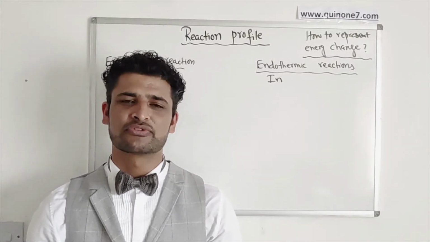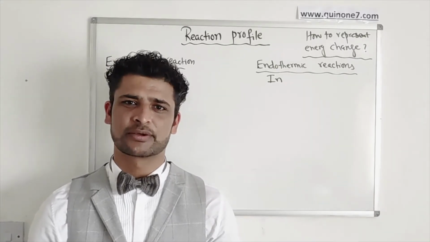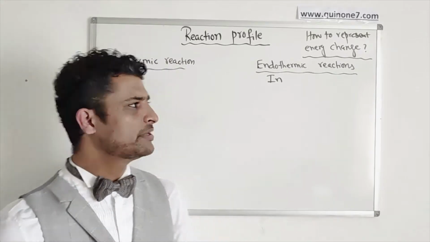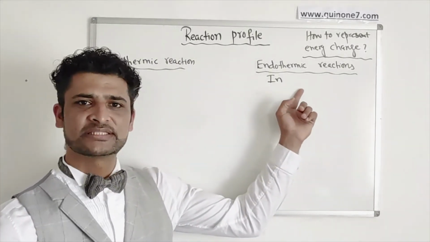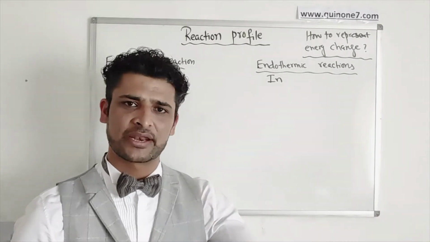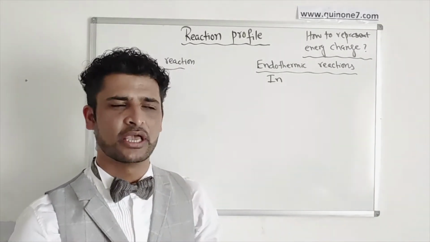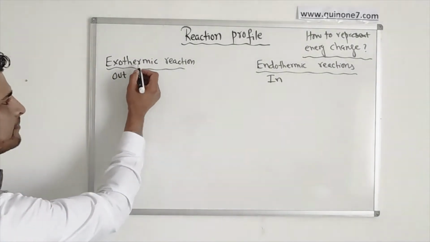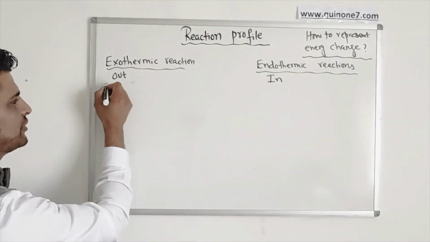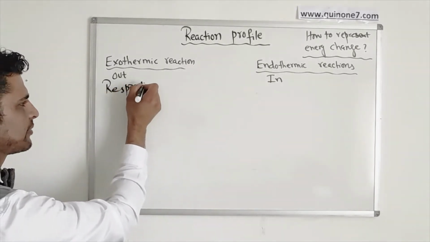Today we're going to learn about reaction profiles. In the previous video you learned what exothermic and endothermic reactions are. Exo means out and endo means in. Out and in means the system either loses energy, which is out, or gains energy, which is in. For example, in an exothermic reaction energy goes out, and one example is respiration.